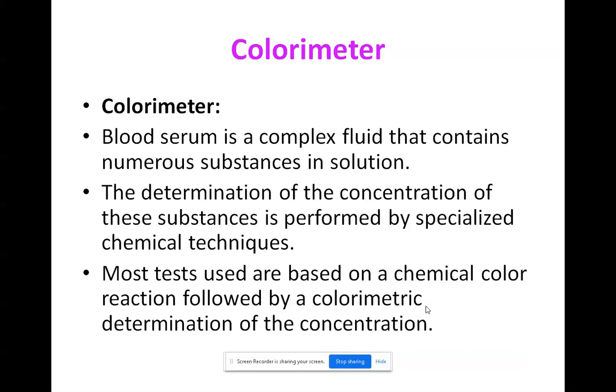The determination of the concentration of these substances is performed by specialized chemical techniques. If you want to determine the concentration of the substances present in the blood, you have to use some chemical technique, that is the calorimeter. The calorimeter will be used for testing the concentration of the substances present in the blood.